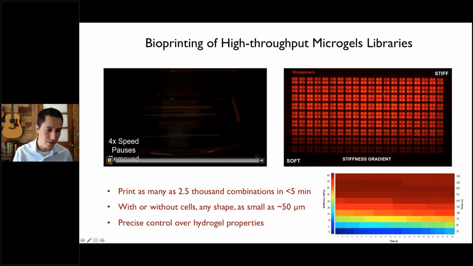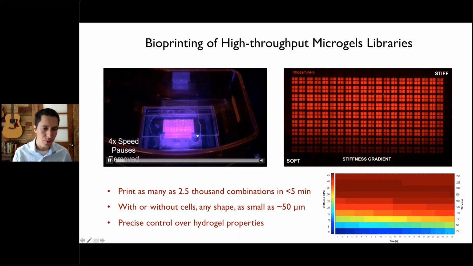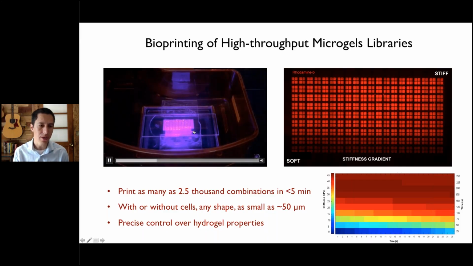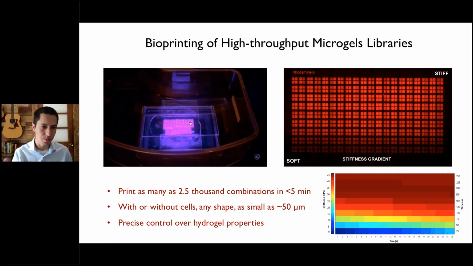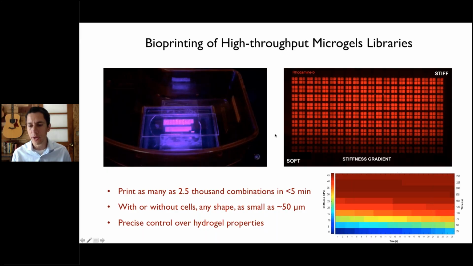So this is how the process looks. Essentially what we're doing here is creating a library of microgels. Each one of these microgels is about 500 micrometers in size. We'll print them in quadruplicate, and this library allows us to control the stiffness of these hydrogels. Basically, the ones that get exposed to light for longer are stiffer, and the ones that get exposed to light for shorter are softer. This is what the gradient looks like, which you can see on the top right side of the slide. So we go from a soft stiffness to a high stiffness.